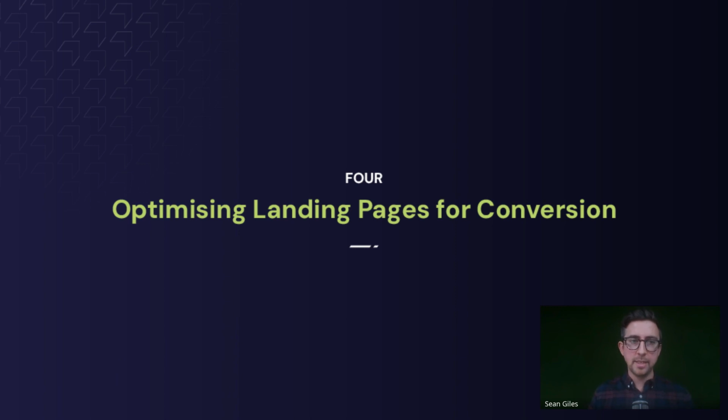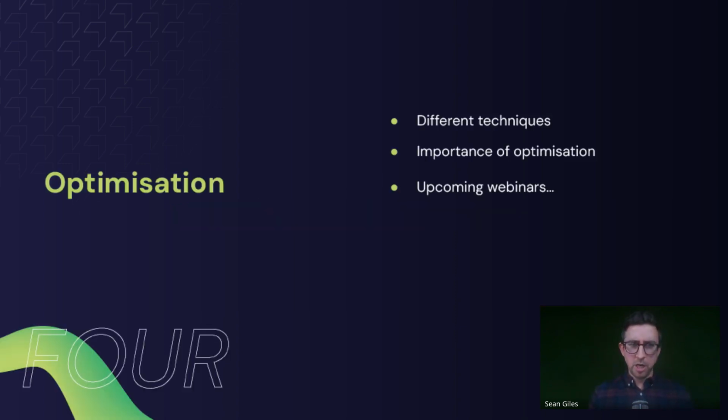Then number 4 is optimizing landing pages for conversion. So, if we've done all those elements, we've got our landing pages built, how do we then optimize them for conversion? So we're going to look at some different techniques. We're going to look at the importance of optimization ultimately as well.